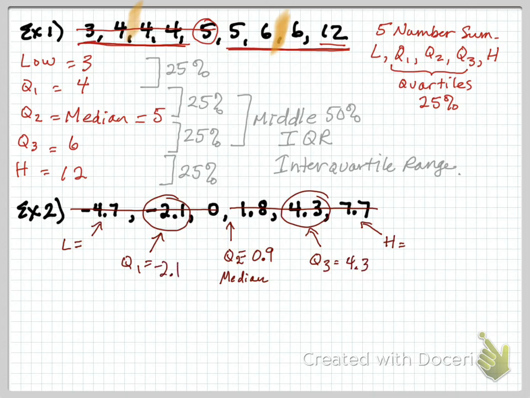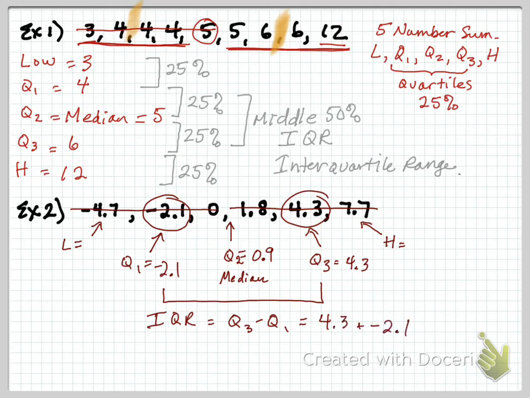And so let me just put the values in. And remember how we said that the IQR was between Q3 and Q1? It's actually Q3 minus Q1. So it's an actual value that you can find. And you're just going to subtract those two. And so when we take 4.3 minus negative 2.1, we actually get 6.4. So the IQR, that interquartile range, or the range of the 2 values of the quartiles, is going to be 6.4.